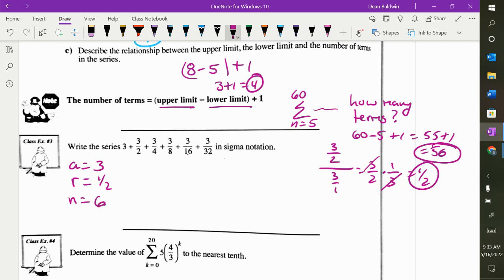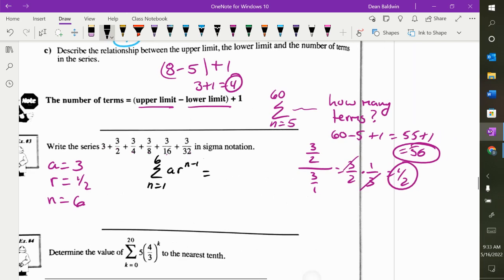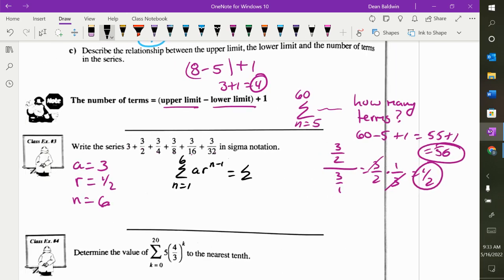Okay. So when they ask you to write it in sigma notation, you're going to write it as A R to the n minus 1. So it's the sum from n is equal to 1, that's the first term that goes in, all the way up to the sixth term, of A R to the n minus 1. And then just plug in A and R. Of A, which is 3, R, which is a half, to the power of n minus 1. That is that series represented in sigma notation.